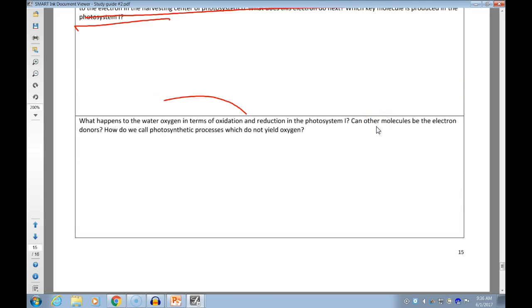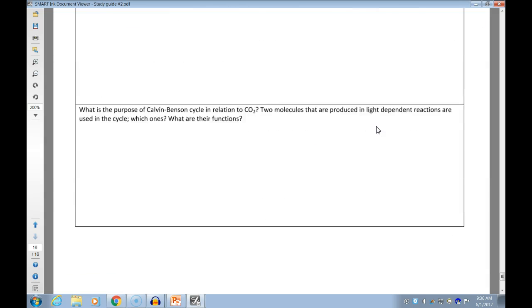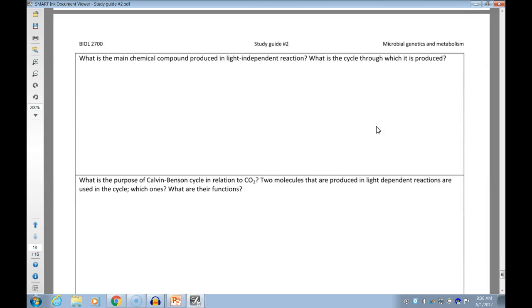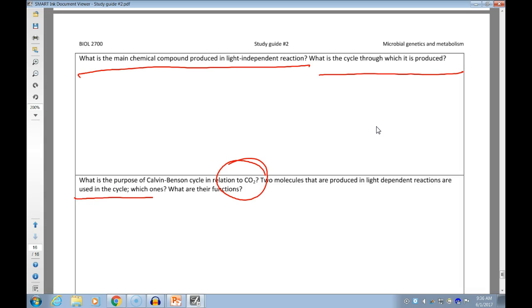It is oxidized. Can other molecules be electron donors? Yes. Anoxygenic. And a couple of things. Light independent reaction. Carbohydrate. Okay. Calvin-Benson. Fixation of CO2. ATP and NADPH. ATP is used to phosphorylate intermediates, and NADPH donates electrons. Okay?